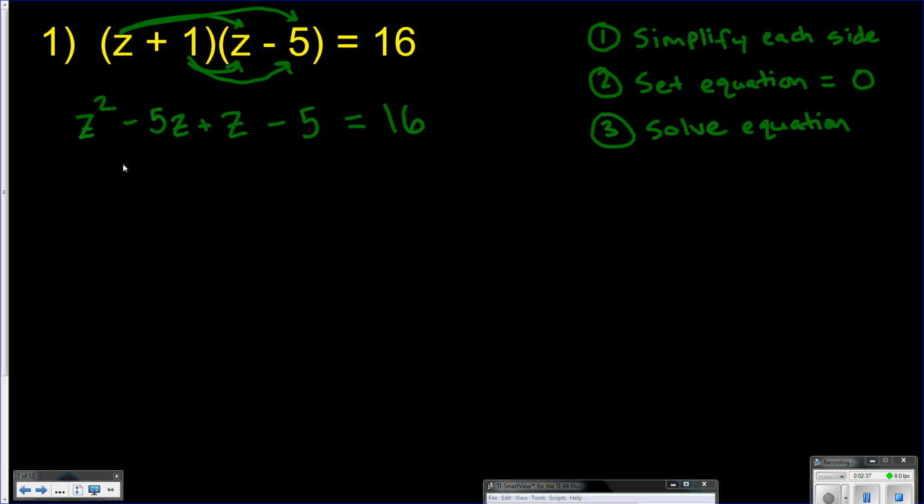So we have z squared. I have a negative 5 and a positive 1, which means I have minus 4z minus 5 equals 16. Now this side's already simplified, so you see we've completed step 1. Now we need to set it equal to 0. So we're going to subtract 16 from each side.